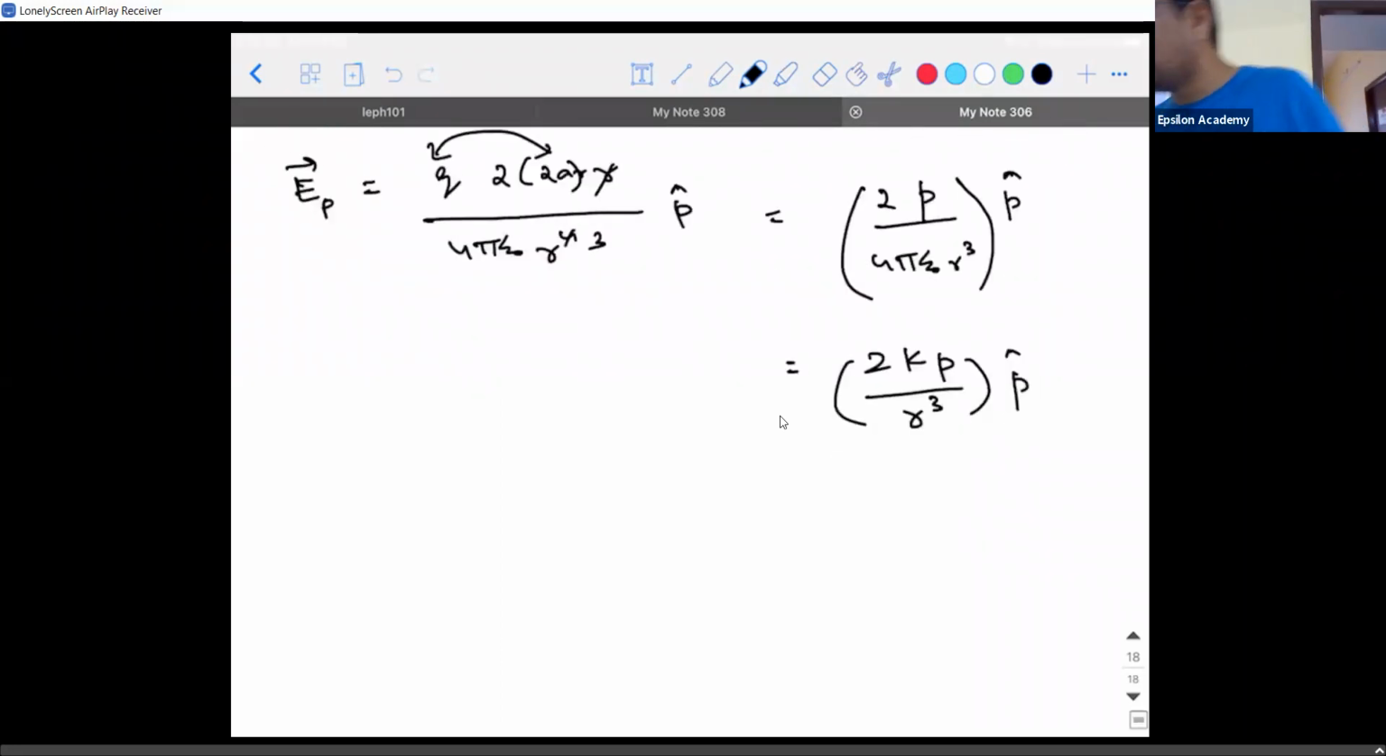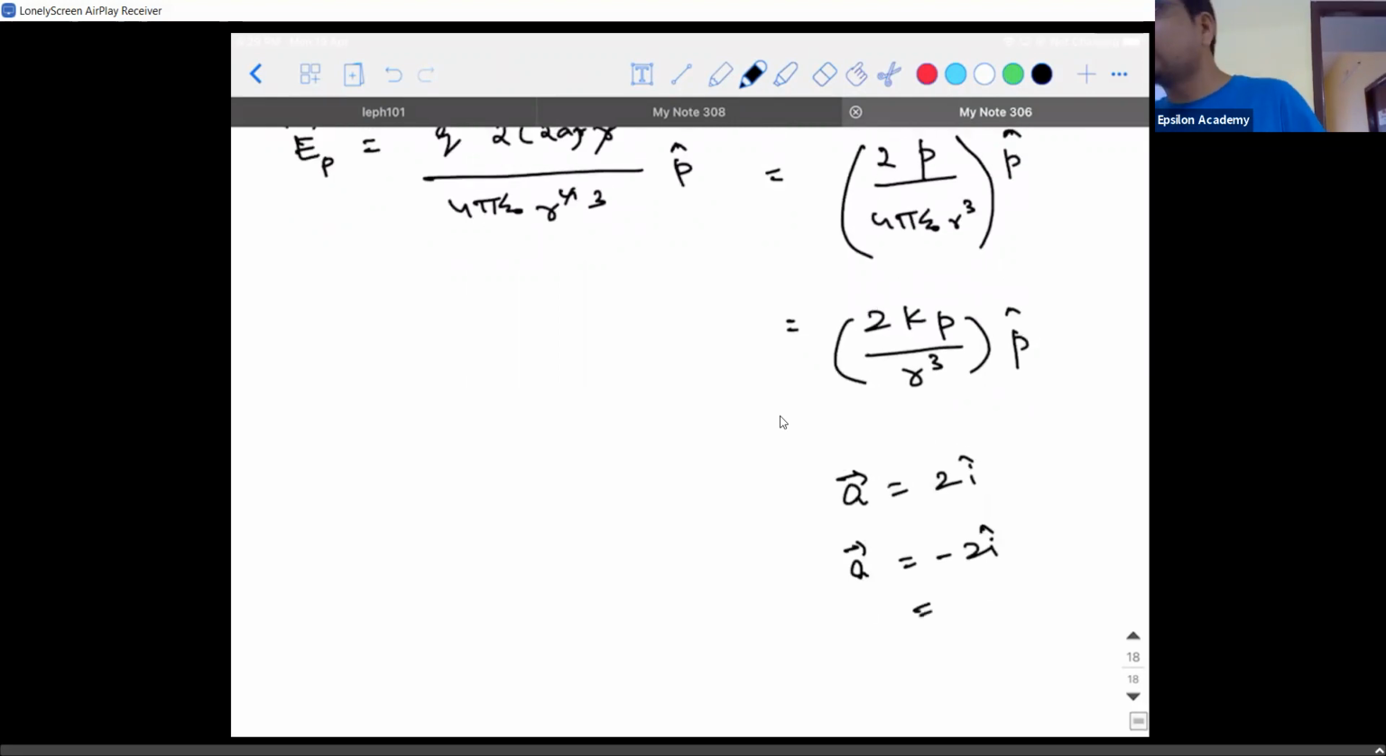See, if I give you a value like this, A vector is equal to 2 times I cap, what can I say? The vector is directed in the positive x direction. If I give A vector is equal to minus 2 I cap, the best way to visualize it is, magnitude is always positive, 2 times minus I cap. So the vector and the direction are opposite to each other.